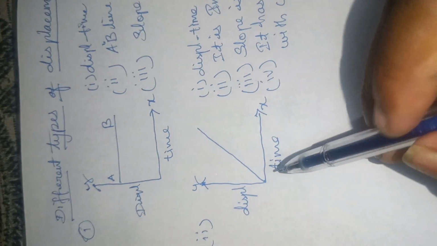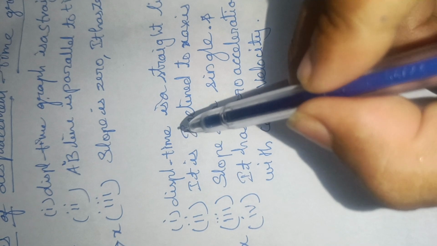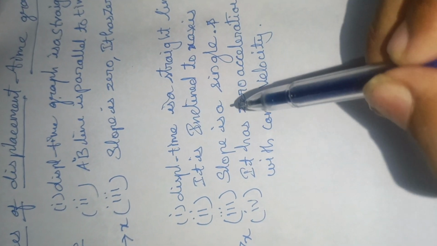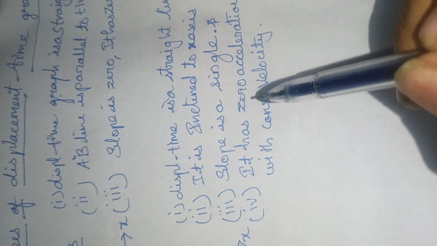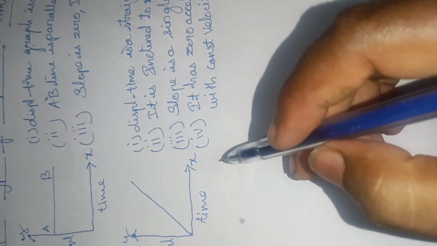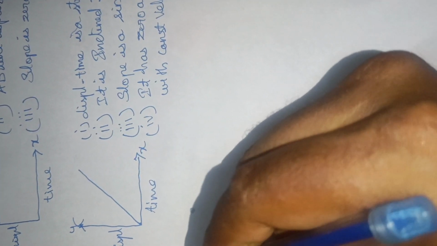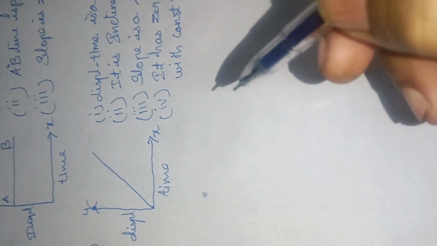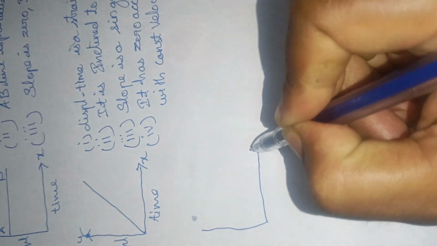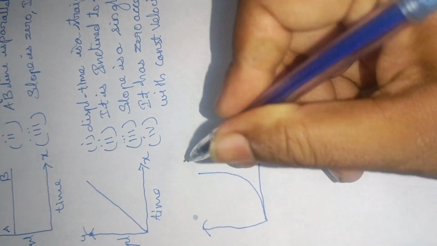So with this graph I can say displacement is on the y-axis, time is on the x-axis, the displacement time graph is a straight line, it is inclined to the x-axis, the slope is a single slope, and it has zero acceleration with constant velocity. I hope till here you are very clear. The next segment we are going to talk about is the third graph, and this graph is going to be like this.